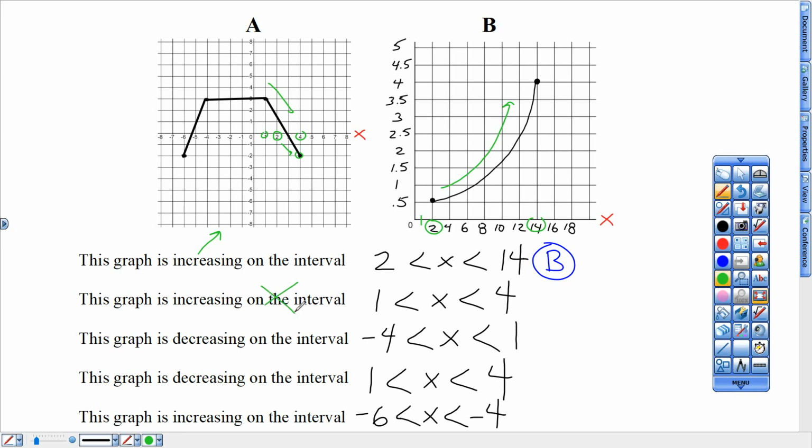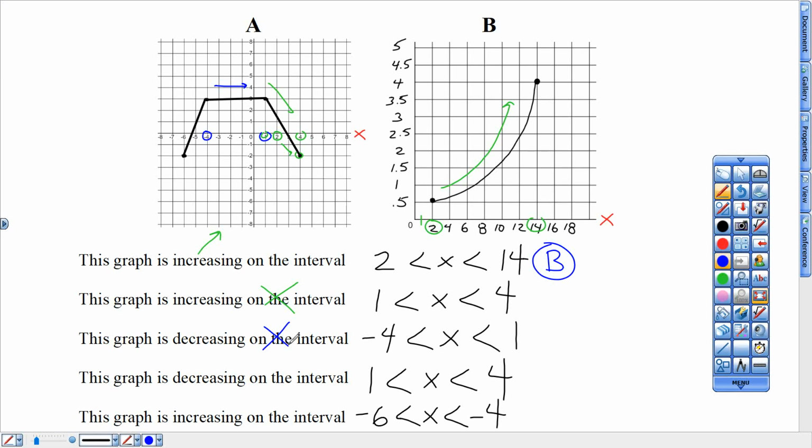All right, next one. This graph is decreasing on the interval from -4 to 1. If I look at that, -4, no -4s for the B one, doesn't apply to B. But if I look at this one, -4 to 1, going straight. So another one that doesn't apply to either A or B.